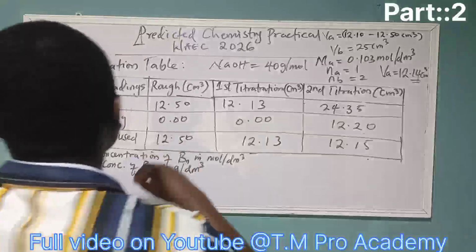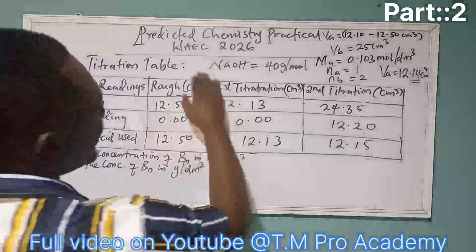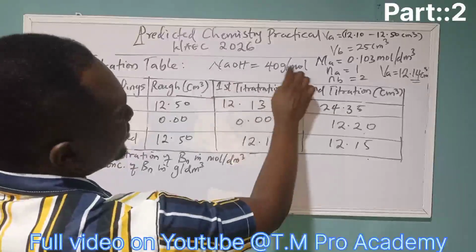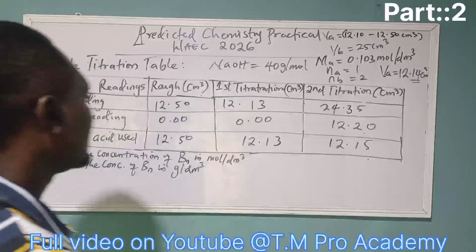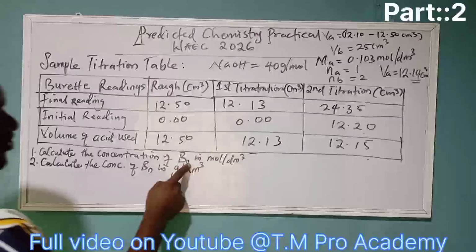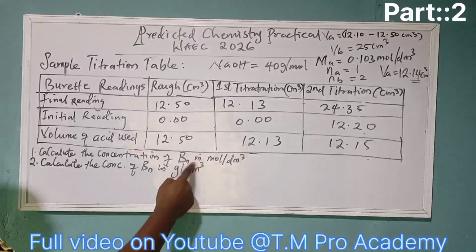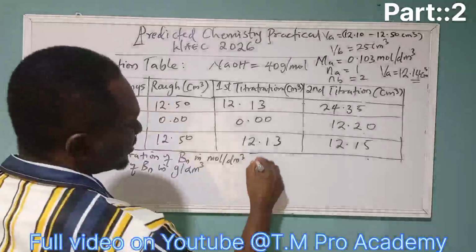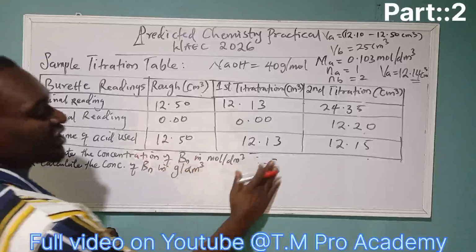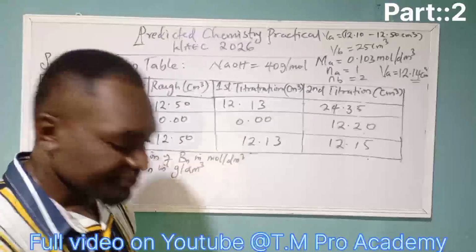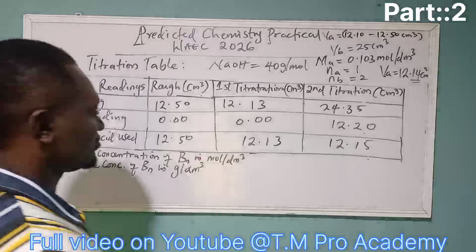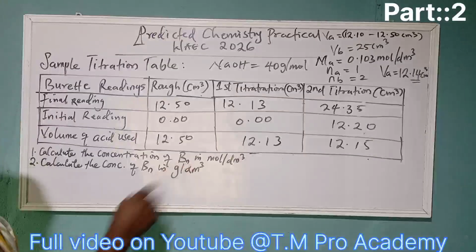So now let's look at what we have. Here we have the molar mass of the sodium hydroxide to be 40 grams per mole. Now, the first thing they ask us to do from this table is to calculate the concentration of what? Bn. Now, this N stands for your serial number. So let's say your serial number is 2, for instance. So your own will be B2. I think why I brought this is to differentiate candidates from one another, right? So you use your serial number here as the N value.